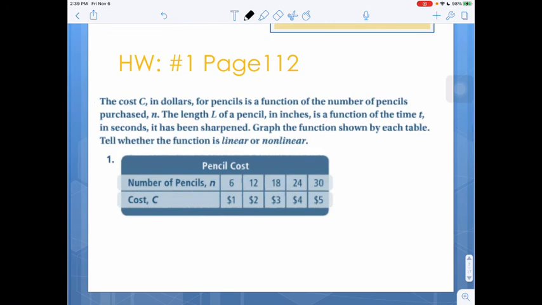I'd like you to figure out: the cost C in dollars for pencils is a function of the number of pencils purchased N. The length of a pencil in inches is a function of the time T in seconds it has been sharpened. Graph the function shown by each table. Tell whether the function is linear or nonlinear. So we're looking at the number of pencils and the cost. Based on the number of pencils and the cost, you're going to graph the information in the table and decide whether it's linear or nonlinear.